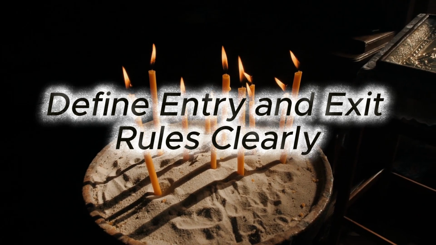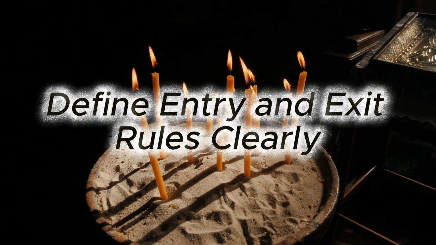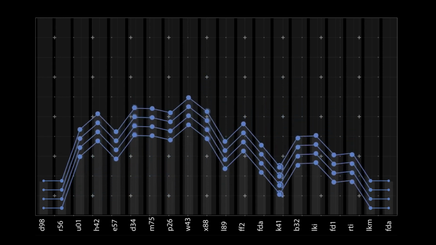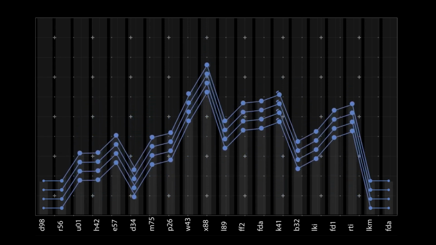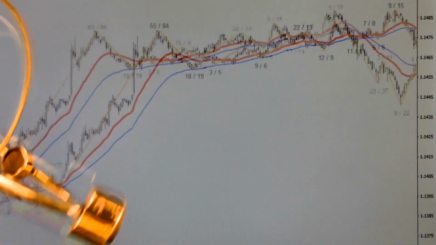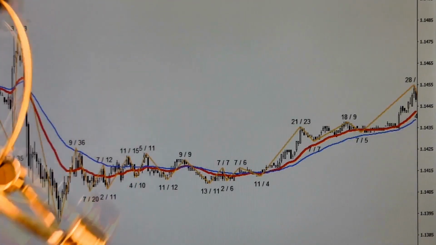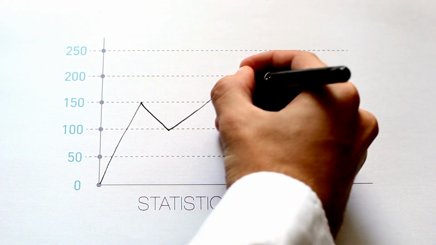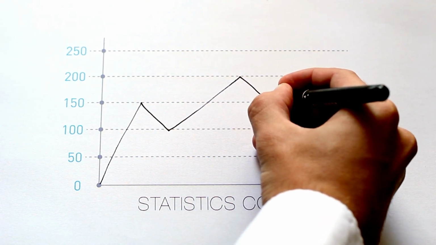Defining clear entry and exit rules is where your strategy really comes to life. Use technical indicators like RSI, Bollinger Bands, or moving averages. Combine price action with volatility filters and factor in sentiment or news-based triggers. And remember, every rule should have a statistical justification backing it up.